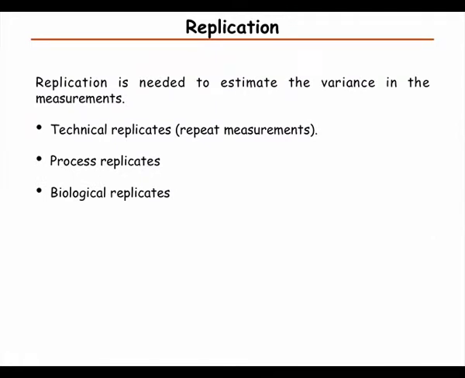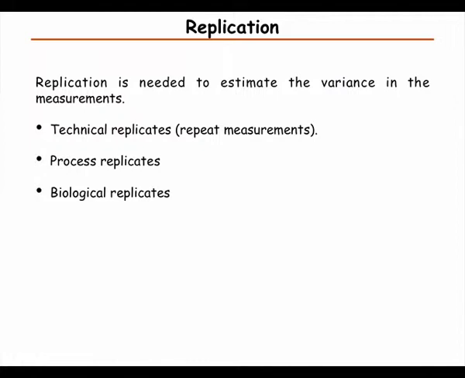So then another thing we want to do is replication. So we want to do our experiment several times to look at what the variability is. And there we have different levels of replication that we can do. Usually in proteomics, we talk about technical replicates, process replicates, and biological replicates. So technical replicates would be that you prepare the sample once, and then you just run the chromatography and the mass spectrometer several times on that sample.